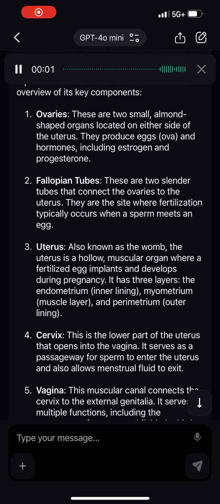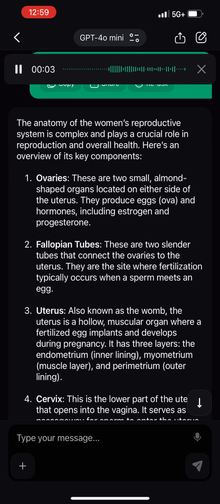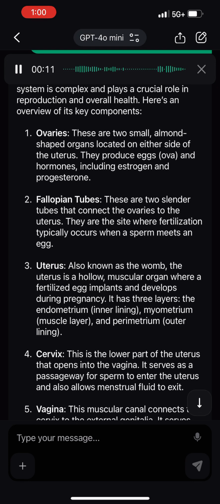The anatomy of the women's reproductive system is complex and plays a crucial role in reproduction and overall health. Here's an overview of its key components. 1. Ovaries. These are two small, almond-shaped organs located on either side of the uterus. They produce eggs, ova, and hormones including estrogen and progesterone.